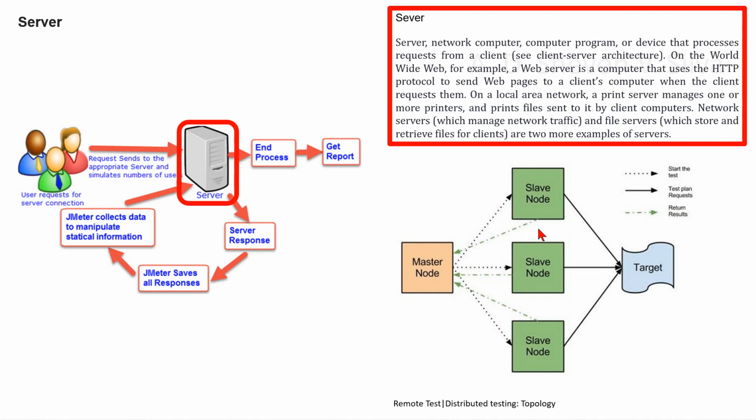JMeter RMI requires a connection from the client to the server. The default port is 1099, and a reverse connection is needed in order to return results from the server to the client. This will use a high numbered port controlled by the JMeter property client.rmi.localport.